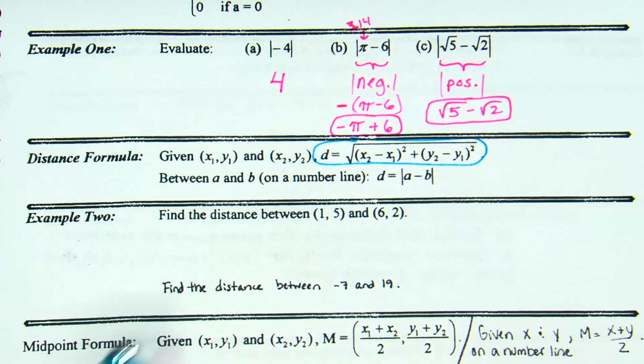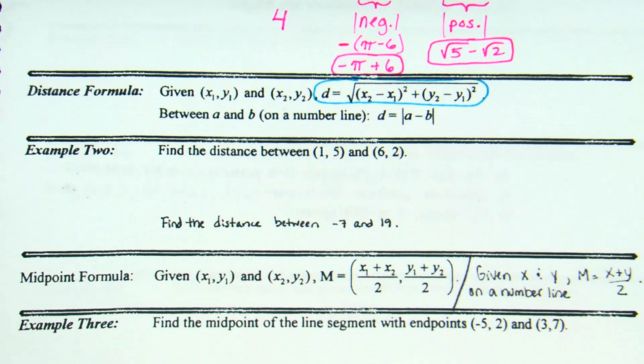There is also, given A and B on a number line, say points 5 and -3, then in order to find the distance between those on a number line, you can just do the absolute value of A minus B. Okay? So let's look at example 2. Find the distance between 1, 5 and 6, 2. What do you know about an ordered pair? Ordered pairs are always XY, XY.